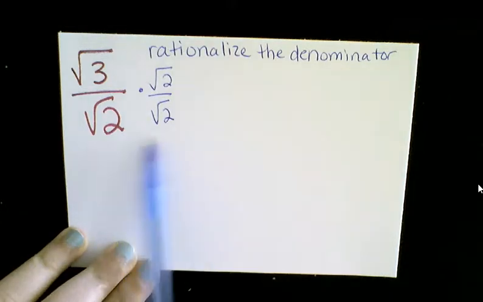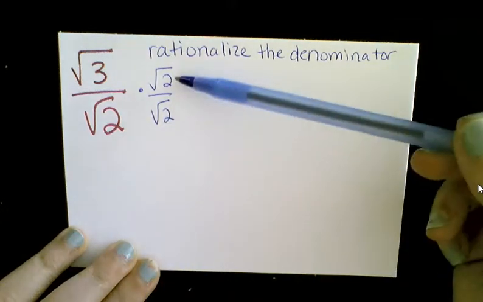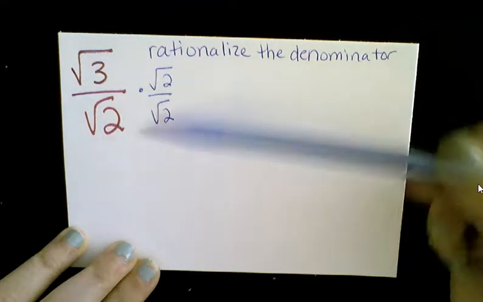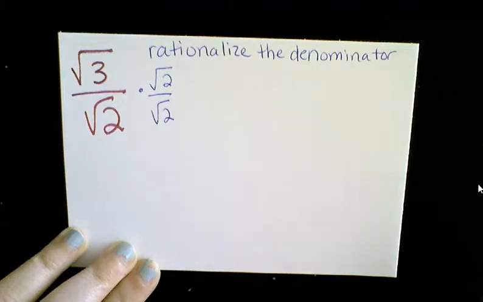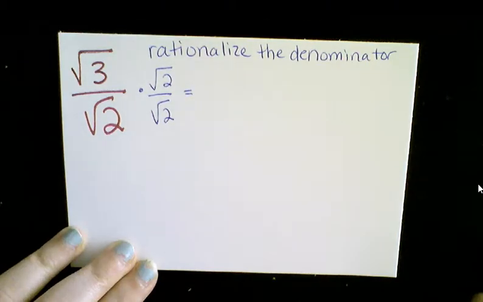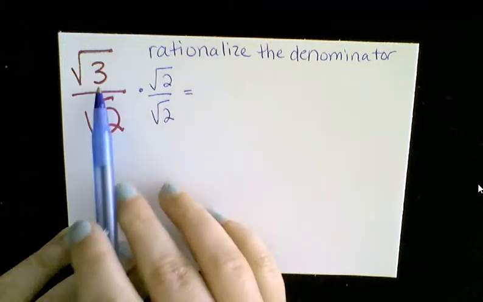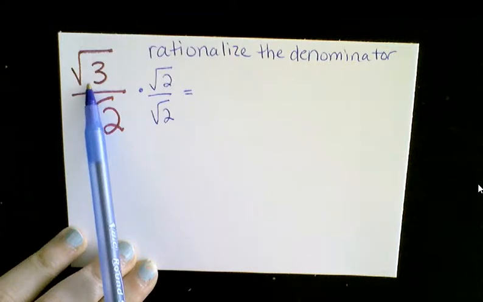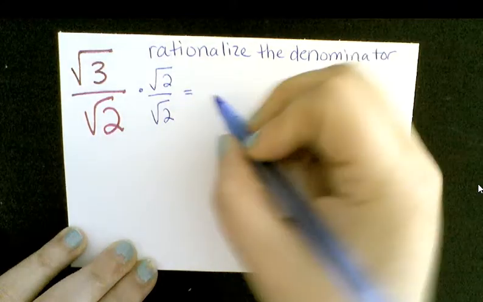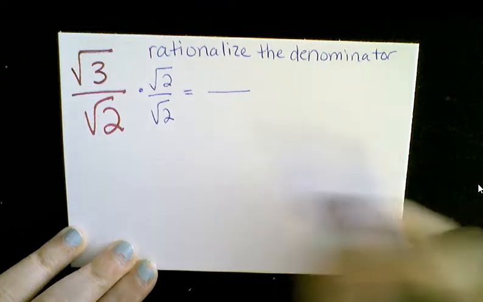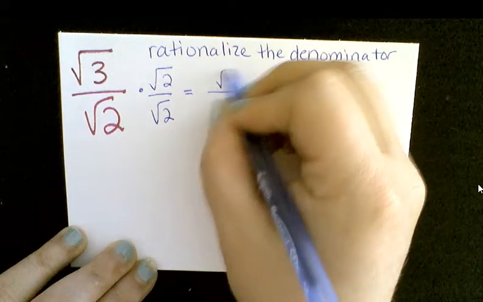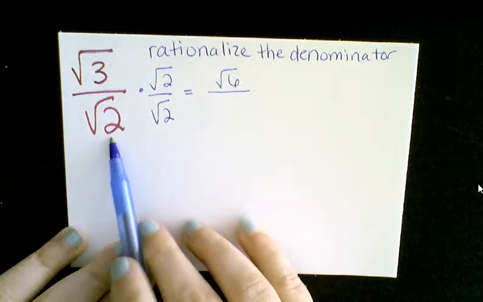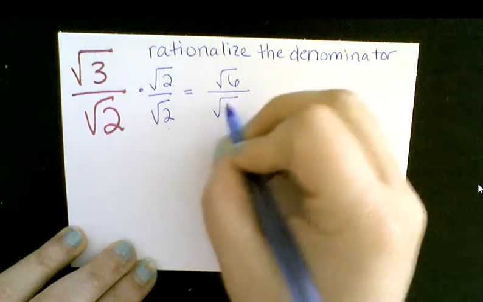Now, if you multiply something by that number over itself, this is just the equivalent of 1. And if you multiply by 1, it doesn't change the value. So that's why this process is okay. We're not changing the value of the original expression. So we now have two fractions that we're multiplying. And to multiply fractions, we first multiply across the top. And since both of these numbers are in radicals, we can multiply them. The square root of 3 times the square root of 2 would be the square root of 6. And then in the denominator, we have the square root of 2 times the square root of 2, which is the square root of 4.